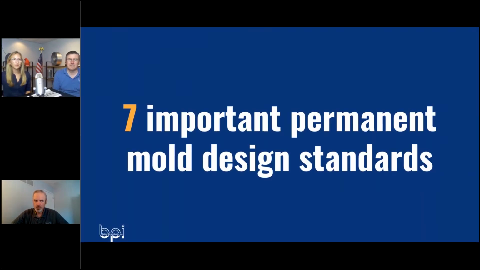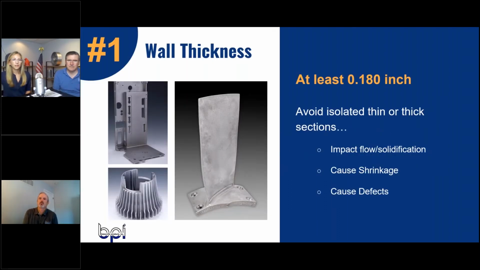So there are 7 important permanent mold design standards. So let's get started. Can you tell us a little bit about wall thickness and why that's important for permanent mold casting? Well, it's really one of the most crucial parts of the casting process, the wall thickness that you're solidifying, because that really defines how long the solidification is going to take.